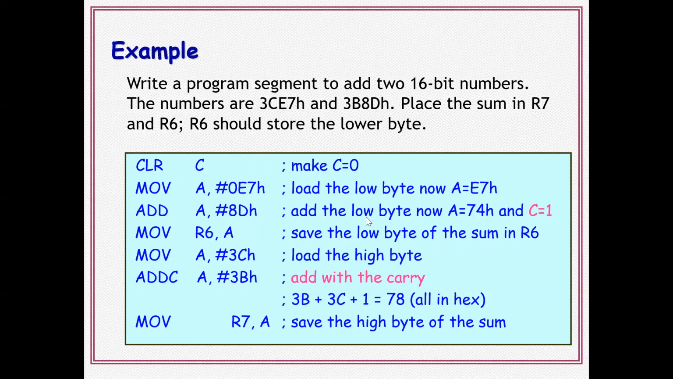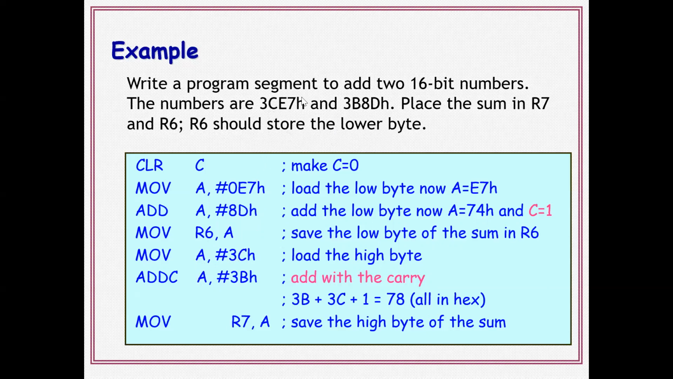Then add the results, adding this E7 to the 8DH. After that, the result is loaded into the accumulator by default. But here they are asking for R6, so the content of the accumulator is copied into R6. And next one, the lower order is stored. And next one is MOV A, 3CH. MOV A, 3CH. So first the higher order is copied into the accumulator.